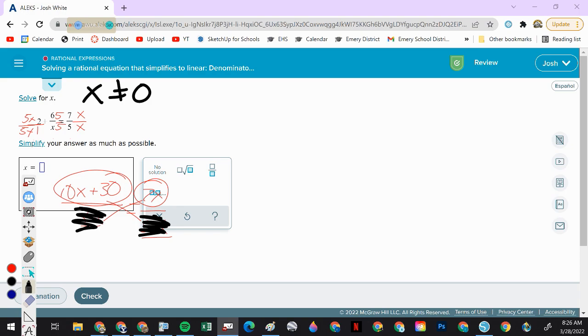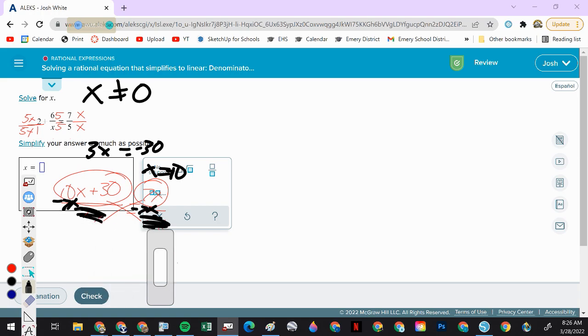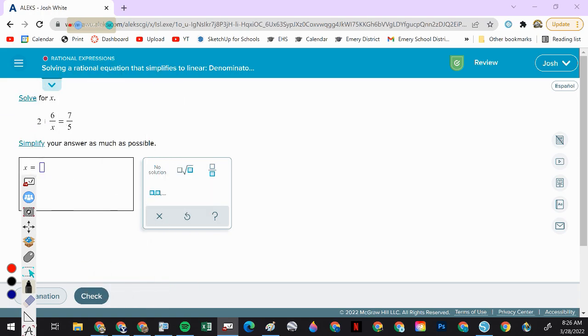And now we have 10x plus 30 equals 7x. So we subtract 7x. 3x plus 30 equals 0. Subtract 30. So 3x equals negative 30. So x is negative 10. Is negative 10 an acceptable answer? Yes. Okay, let's do another one similar to that.